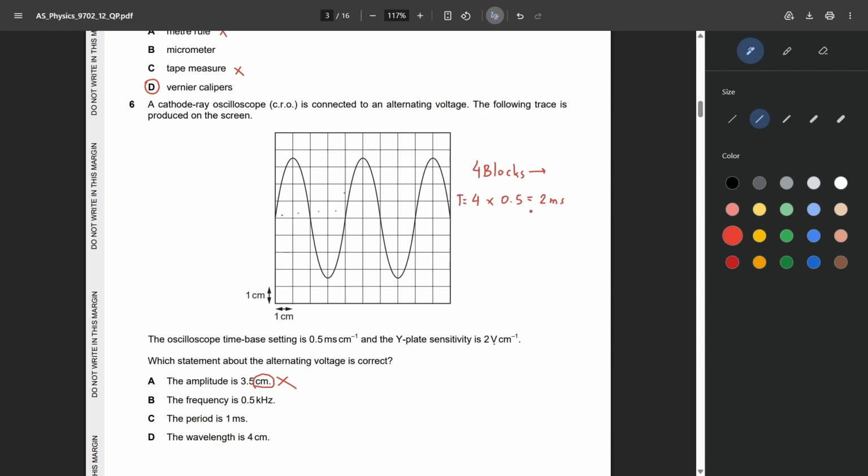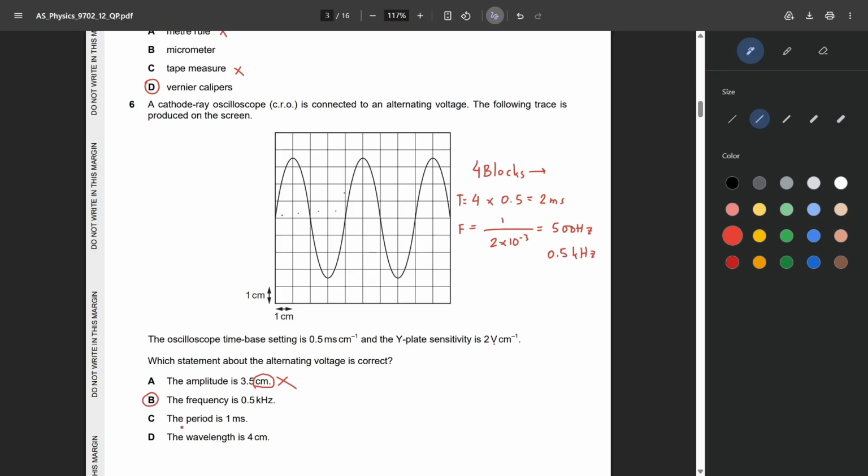So if the time period is 2 milliseconds, frequency is going to be 1 over 2 milliseconds. Converting it to seconds gives us 10 to the power of minus 3, which is about 500 hertz. And 500 hertz is 0.5 kilohertz. So yeah, option B is correct.